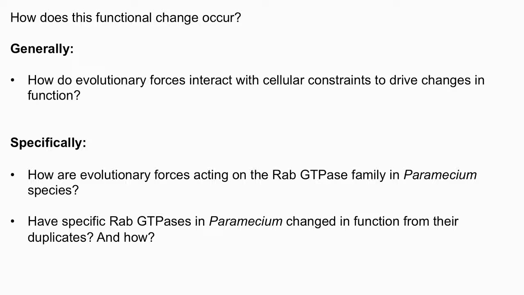Specifically, I'm interested in how evolutionary forces are acting on the Rab GTPase family in Paramecium species, and also whether they've changed in function from their duplicates. A lot of this functional change occurs as duplication and diversification of function happen in gene families, and that's what I'm focusing on.